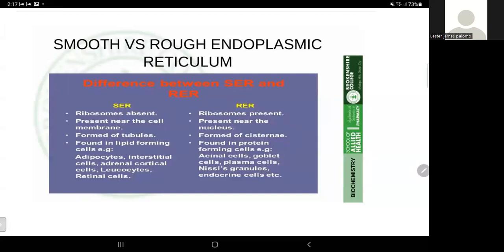So, the specialized cells containing smooth ER and rough ER: acinar cells, goblet cells, plasma cells, Nissl granules, and endocrine cells. Then of course adipocytes. So again, these are specialized cells which contain smooth endoplasmic reticulum and rough ER. So those are the differences between the two.